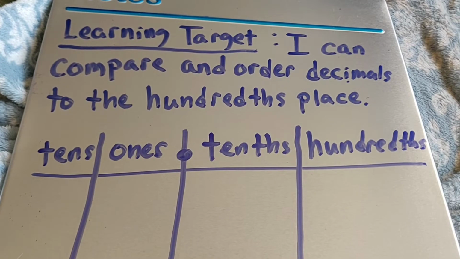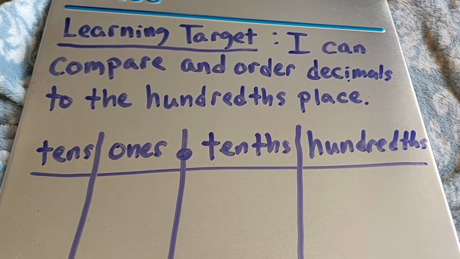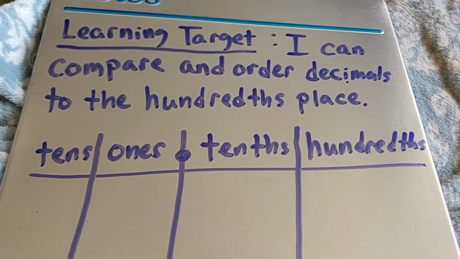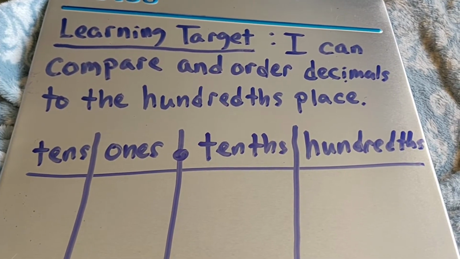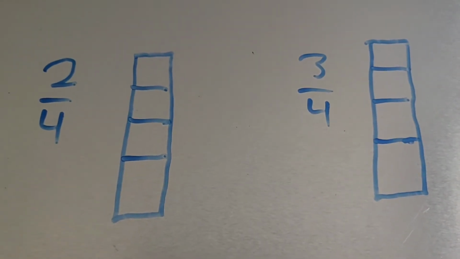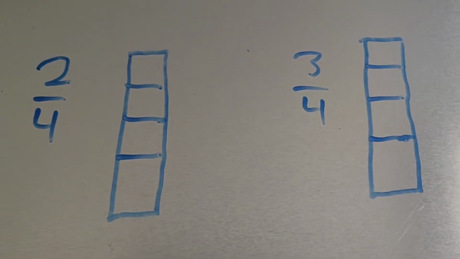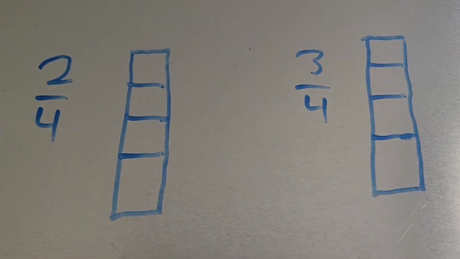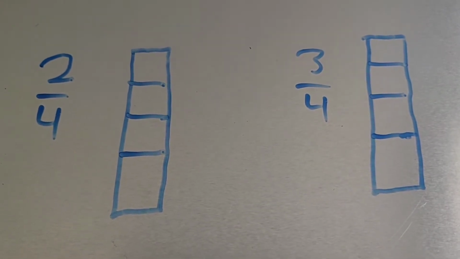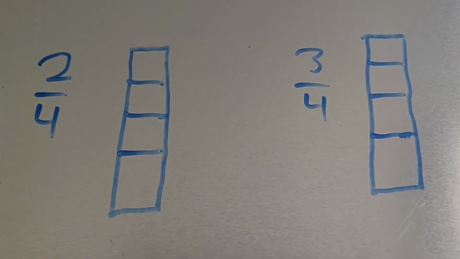But whether the fractions are in the tenths place or in the hundredths place, we're going to be able to put them in order, partly by using what we already know about fractions. Something we should already know about fractions is that the denominator tells us how many equal parts the whole is divided into. So here for the fractions 2/4 and 3/4, each have a denominator of 4, which means that our whole is divided into 4 equal parts.